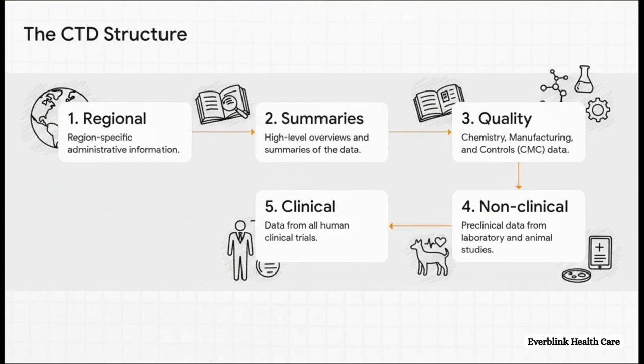You've got Module 1 for regional info, 2 for the summaries, 3 for quality, 4 for non-clinical data, and 5 for clinical data. This simple, logical structure is the key that lets regulators navigate what could be millions of pages of information without getting hopelessly lost. Now let's really get into the foundation of this whole thing.